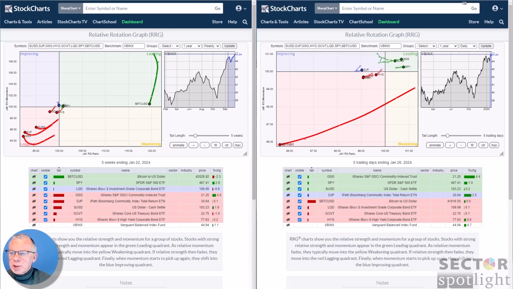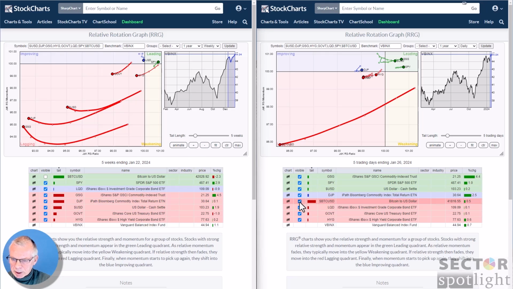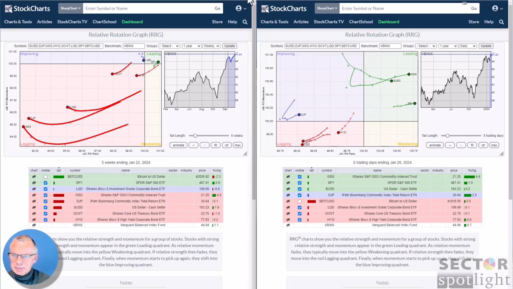Let's kick off the show as usual with a quick look at what's happening in asset class rotation. Got the weekly RRG on the left, daily RRG on the right, and as you can see it's still quite distorted by the Bitcoin tail, both on the weekly as well as on the daily. Going through quite a big correction. We could take a look at the price chart in a minute, but for now I'm going to switch off these tails so our chart becomes a little bit better readable.